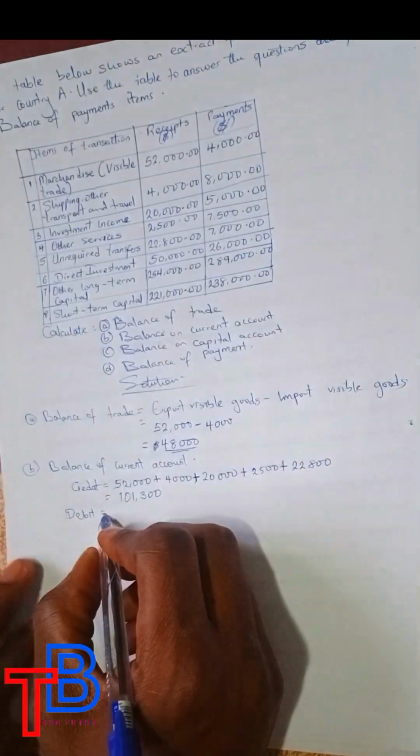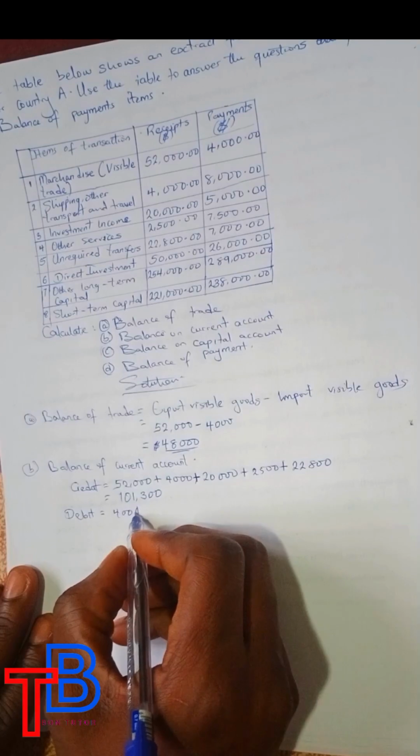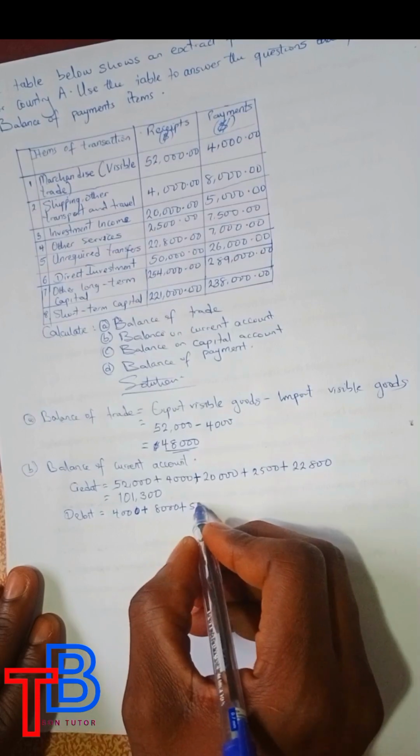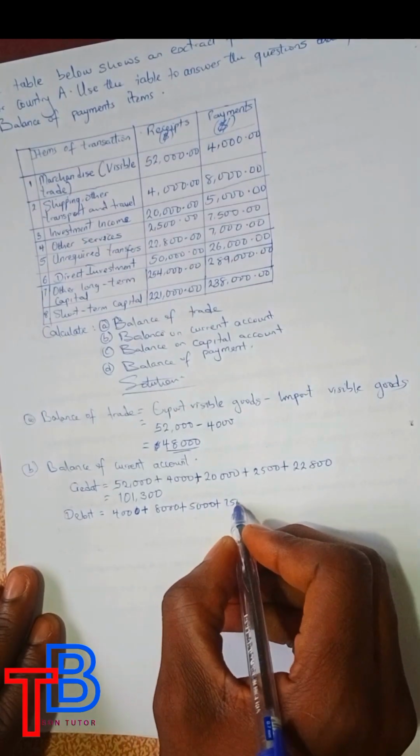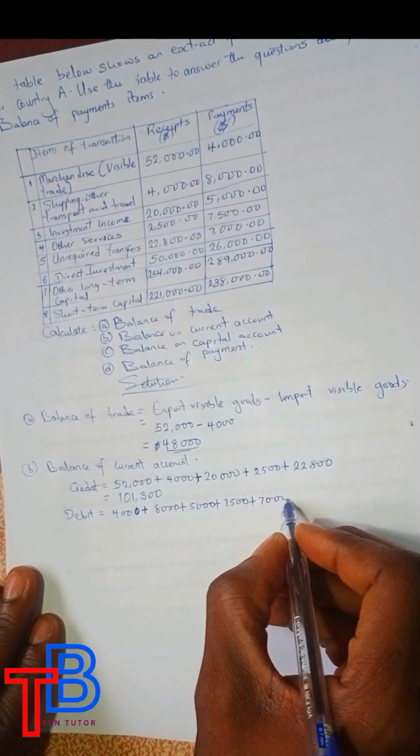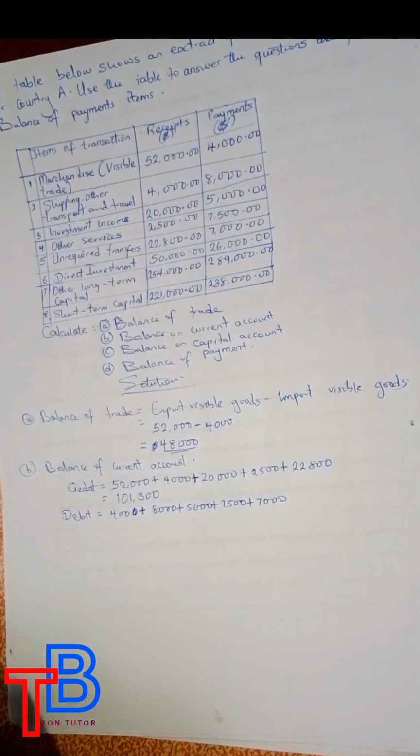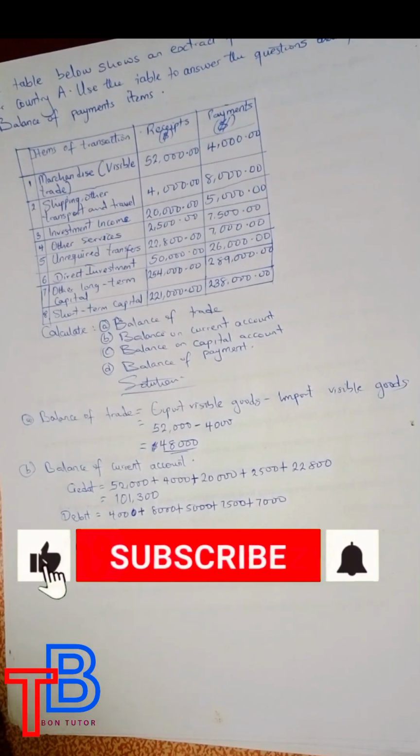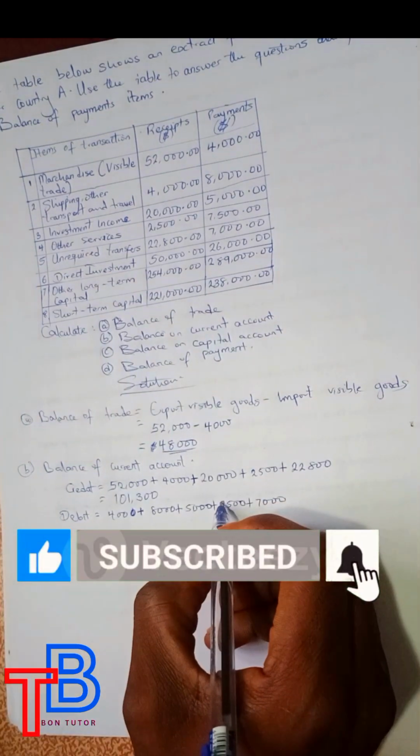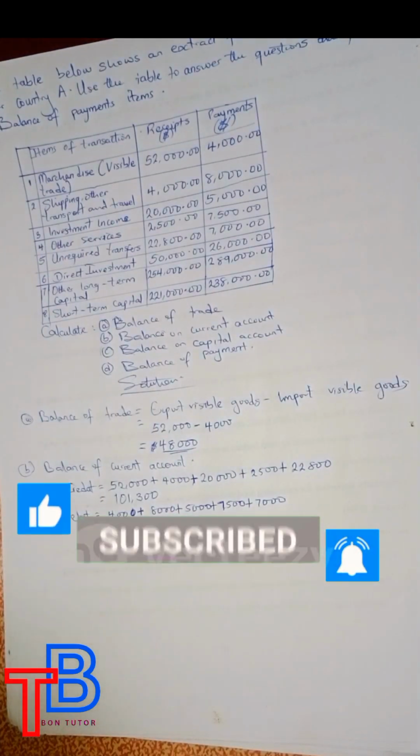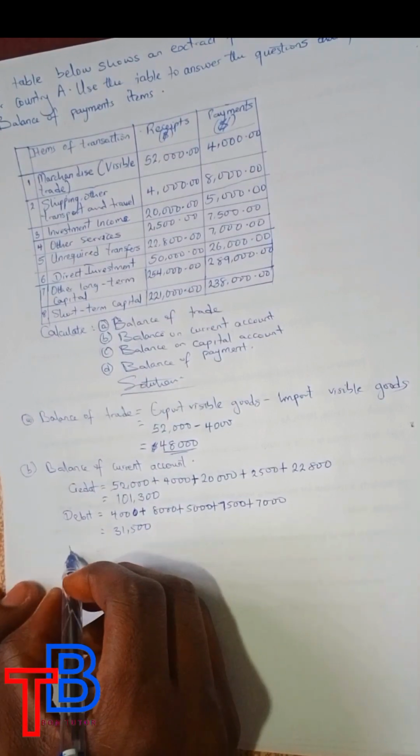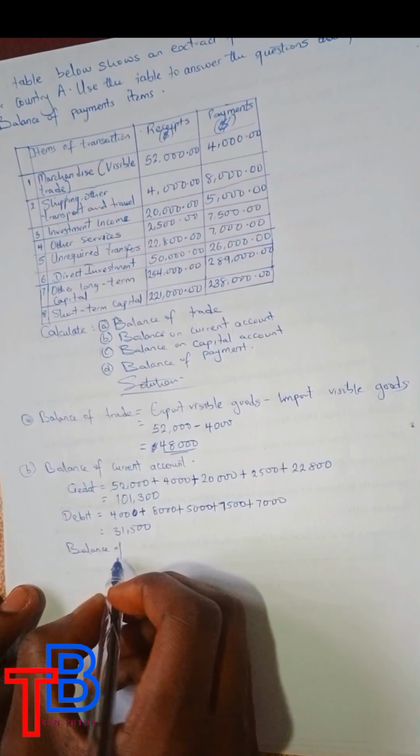And the debit will be the other side of them, which is the 4,000 plus 8,000 plus 5,000 plus 7,500 plus 7,000. Now that gives us 4,000 plus 8,000 plus 5,000 plus 7,500 plus 7,000, and that will give us 31,500.